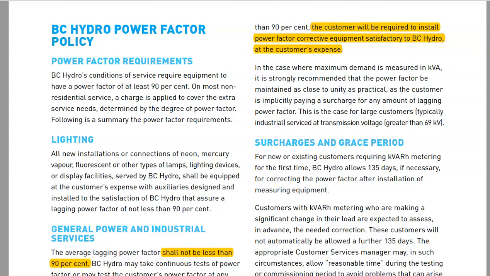expense. This is one of those things where, hey, we're going to sell you power, but you've got to hold up your end of the deal because it affects everybody else that's going to be out there. We're going to see that when we get into transformers. They penalize anybody and require you to have that above 90%.